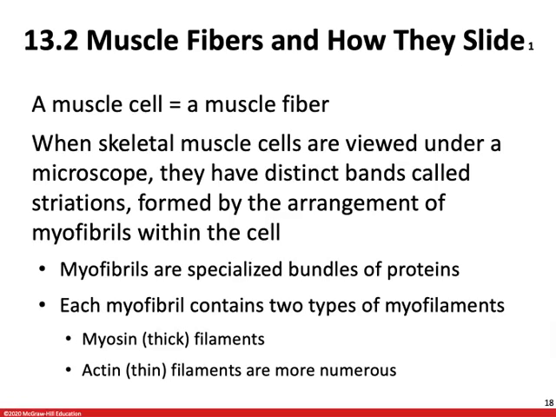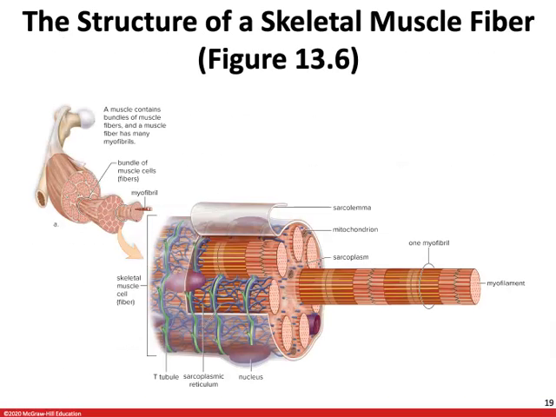When they have very distinct bands called striations, those are formed by the arrangement of myofibrils within the cell itself. Myofibrils are just specialized bundles of proteins, and each myofibril contains two types of myofilaments. There are myosin filaments, which are really, really thick, and actin filaments, which are much more numerous and much thinner. If you remember, when we talked about cytoskeleton structure, we talked about actin and myosin filaments, or thick and thin filaments. We also talked quite a bit about intermediate filaments, which aren't going to play a role necessarily here, but they are going to be very important later on.